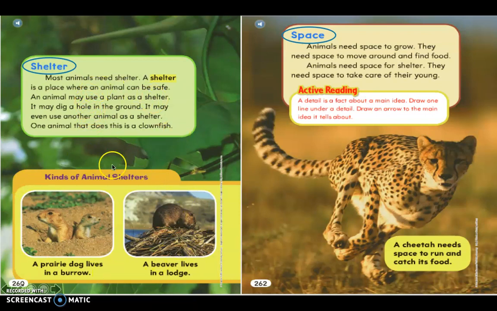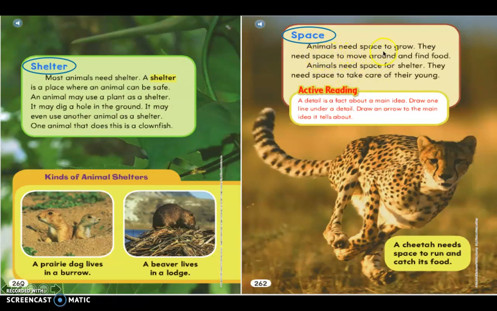And don't forget to look at the pictures. This says kinds of animal shelters. A prairie dog lives in a burrow. A beaver lives in a lodge. So it's important to look at the pictures and read the caption so that we can learn more about animal shelters. Over here, the heading says space. And I'm going to read more to find out about space and animals.